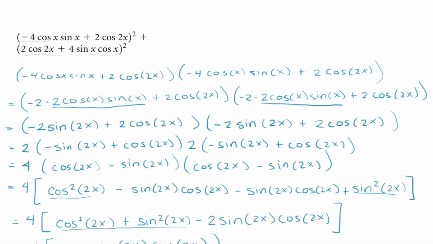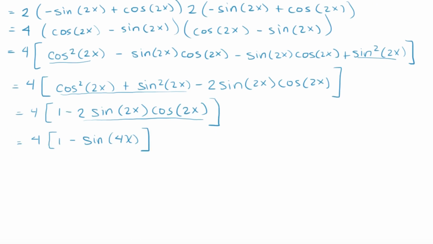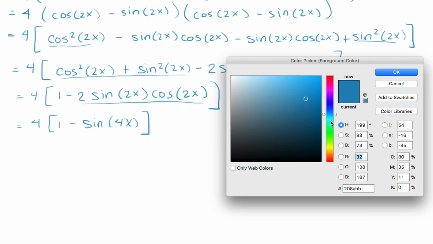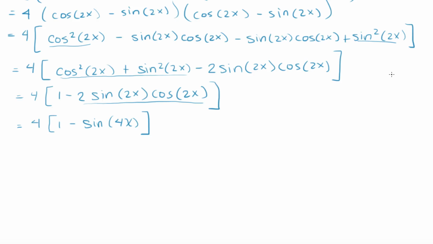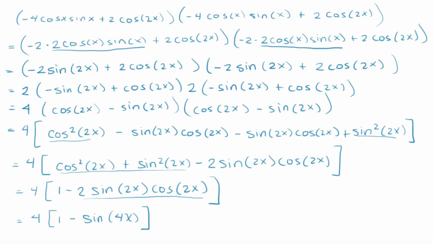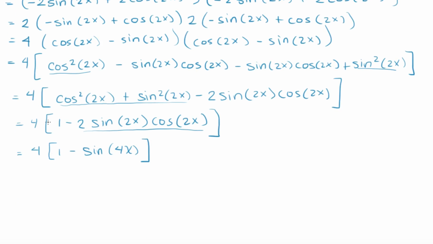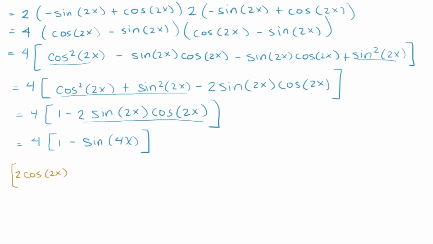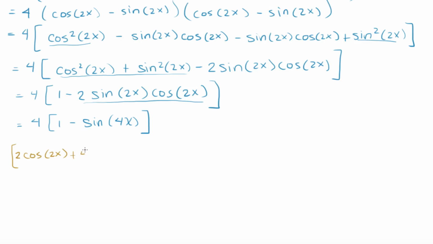So 2 cosine 2x plus 4 sine of x cosine x. Let me just write it out here. 2 cosine of 2x plus 4 sine x cosine x, squared, which is the same thing multiplied together.